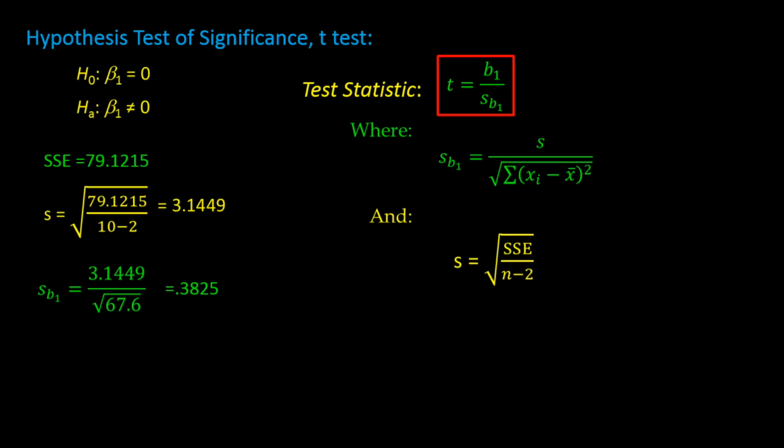0.3825. Now we can finally calculate our test statistic, which is b1 over sb1. So it is the slope that we calculated earlier. Remember, it was 4.74. So we have 4.74 over 0.3825, and that gives us a test statistic of 12.3921.